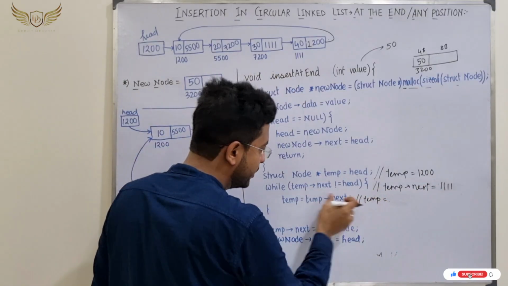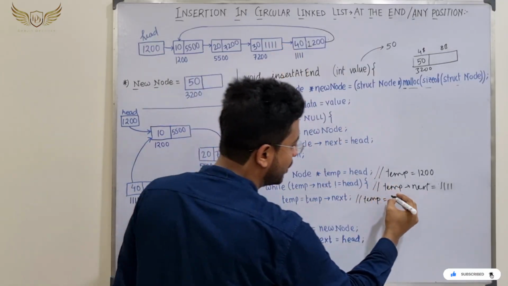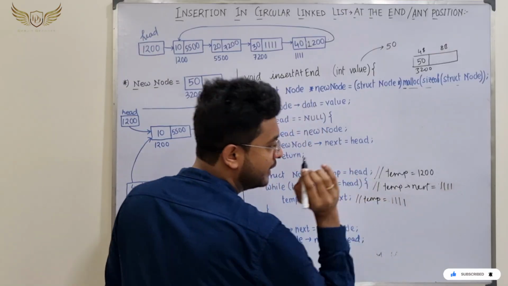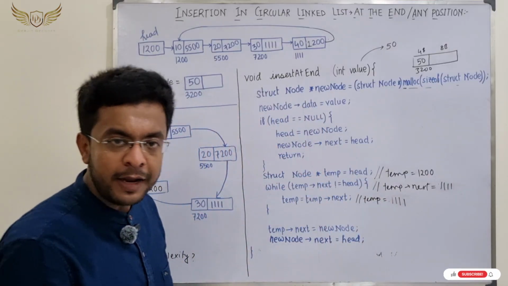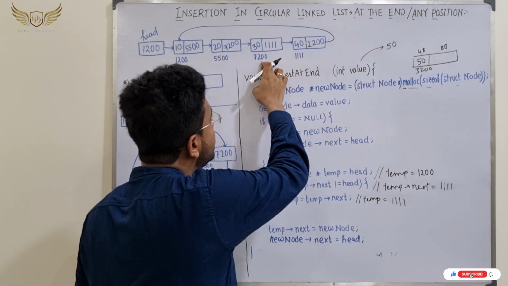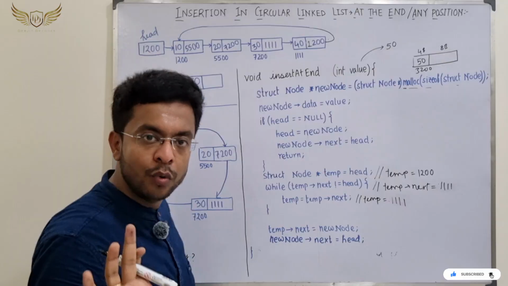So go to 7200 and take the next part. That is 1111. If you can see, there is a pattern. Whatever this value is becoming, next time it is becoming here. Right? So now temp is equal to temp arrow next. That is 7200. Go to this address and take the next part. That is 1111. Cool enough?